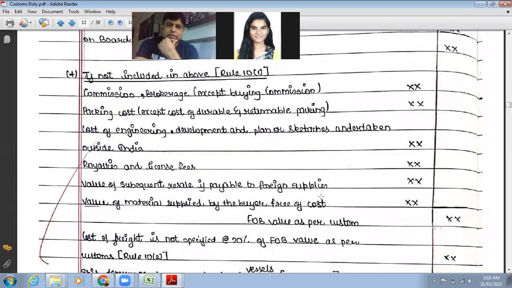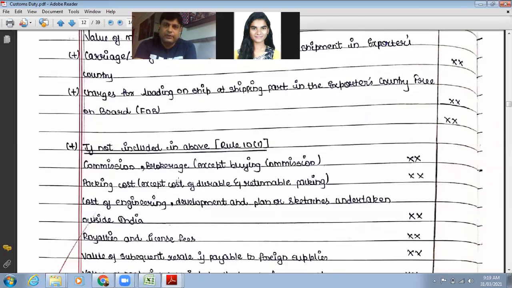Okay, so in 10(1) what do we have? Packing, brokerage, commission, cost of engineering, royalty, license fees. This is all explained under rule 10(1). And it is the value which is given in the question. You need to take the value which is given in the question. Okay. So try to understand.